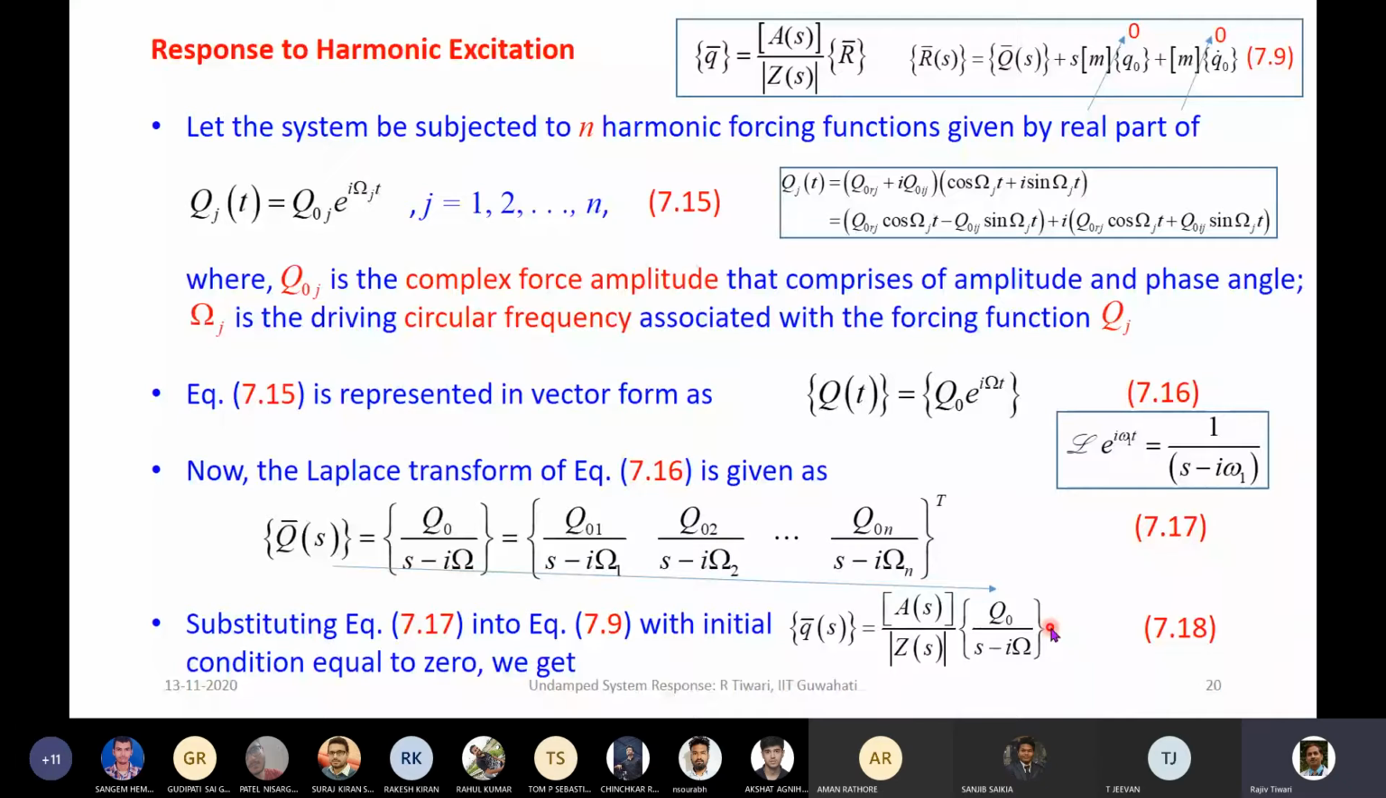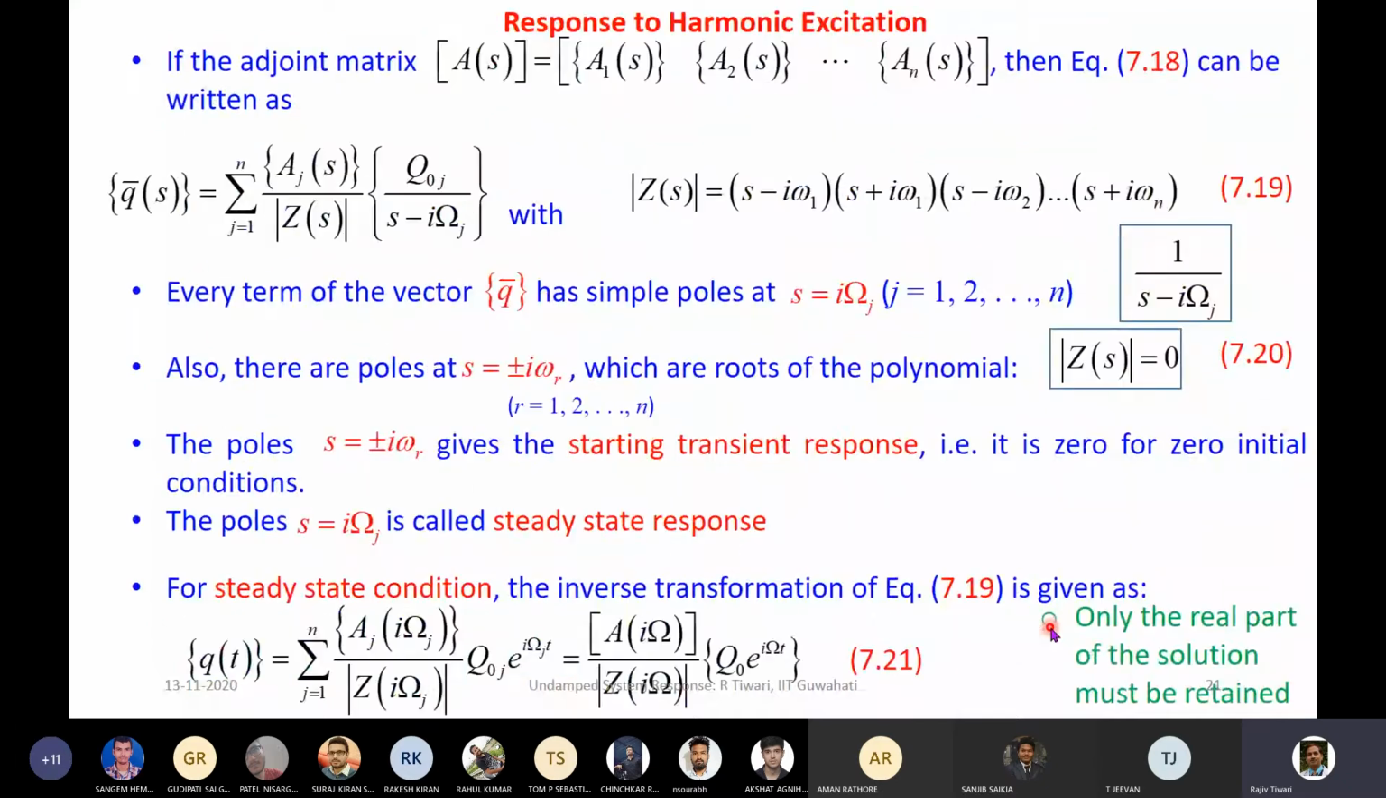Okay, so if you want to expand the joint matrix at different columns, because it's n by n size, we can have n columns of this. Each is representing a vector of size n into 1.